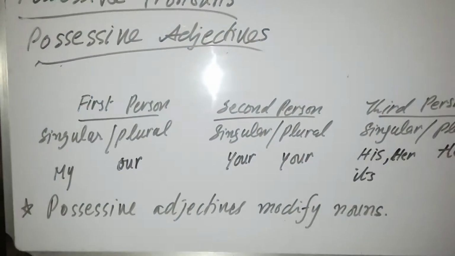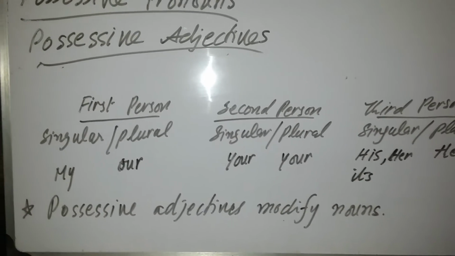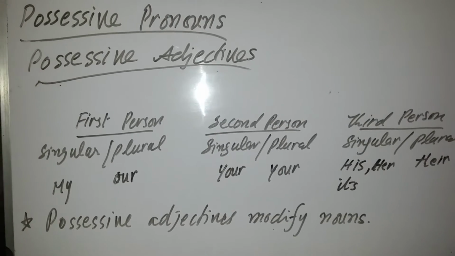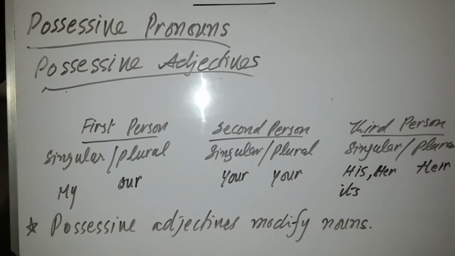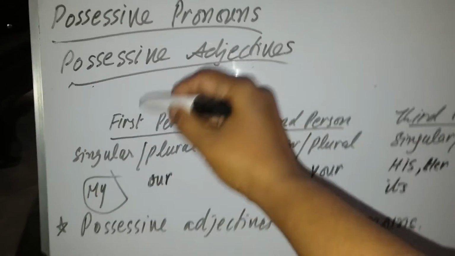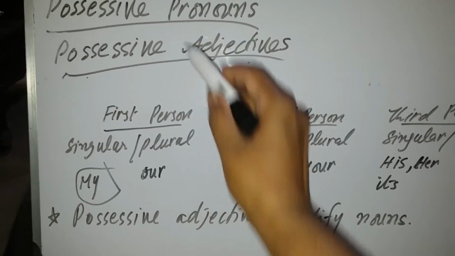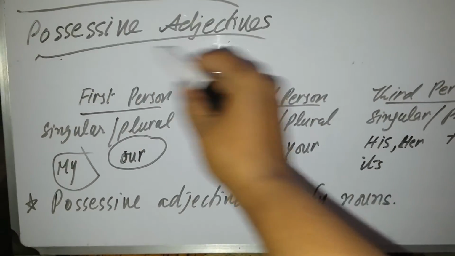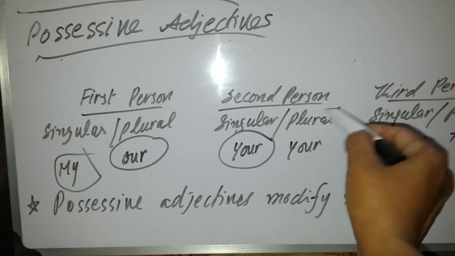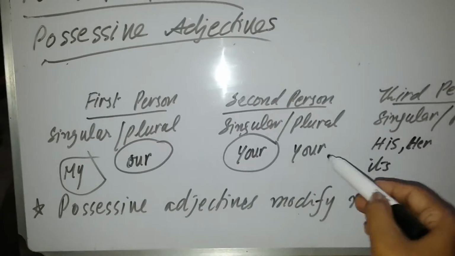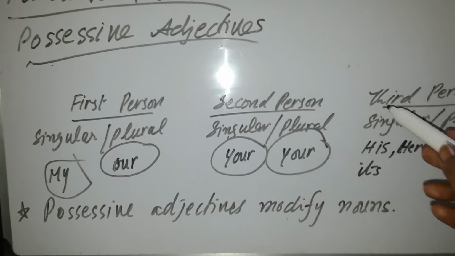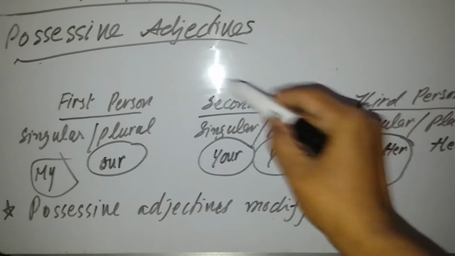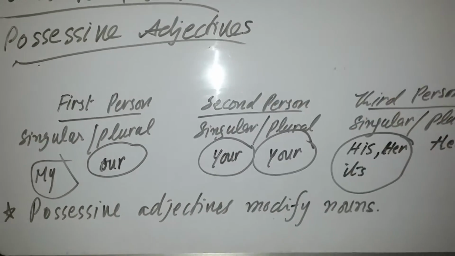Now these are possessive adjectives. First person singular, plural, second person singular, plural, third person singular, plural. The first person singular possessive adjective is my. The first person plural possessive adjective is our. The second person singular possessive adjective is your. The second person plural is again your. These are the same. The third person singular possessive adjective is his, her and its. The third person plural is their.